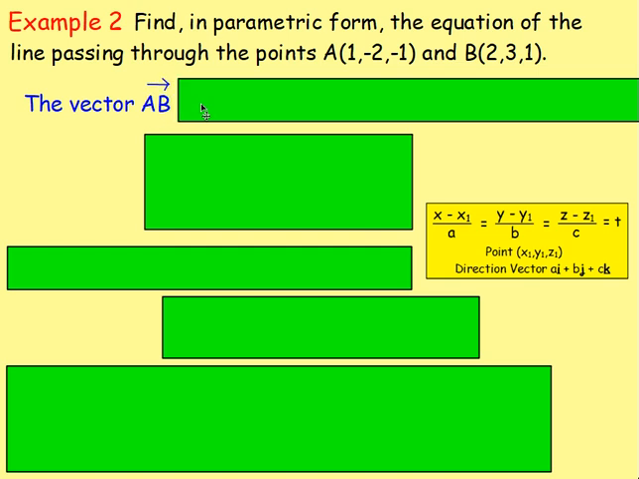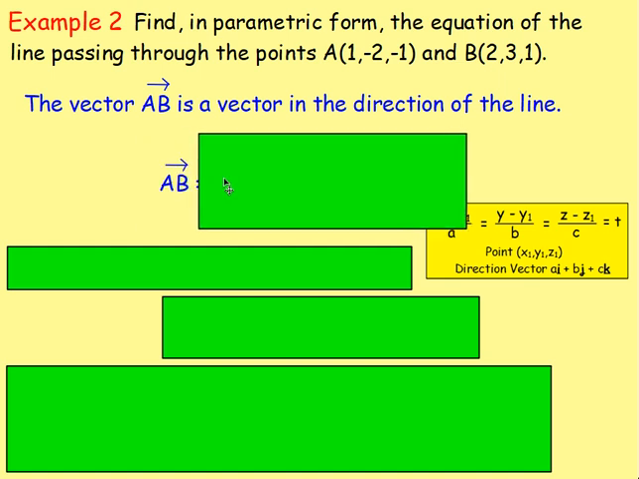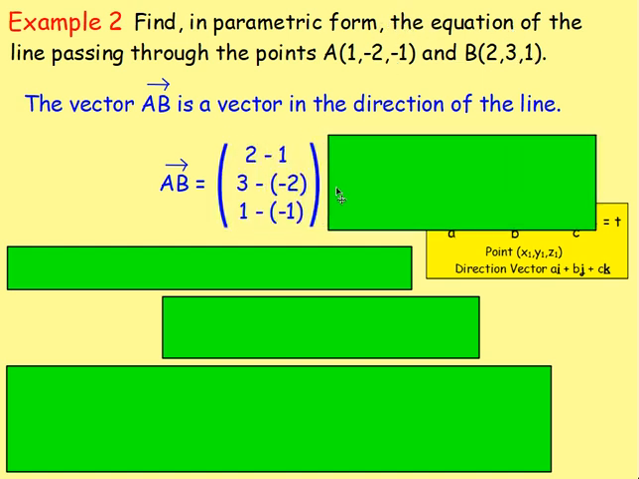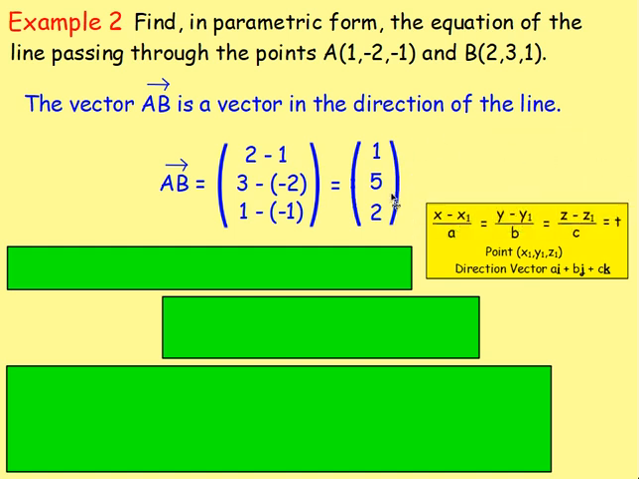Brilliant. We can just work out the vector AB. We know that AB is going to be in the direction of the line. So, vector AB is a vector in the direction of the line. So, to work out AB, how do you do that? Well, AB is going to be B take away A. So we'd have 2 take away 1, we'd have 3 take away -2, and we'd have 1 take away -1. If you work that out, then the components for vector AB would be 1, 5, and 2.